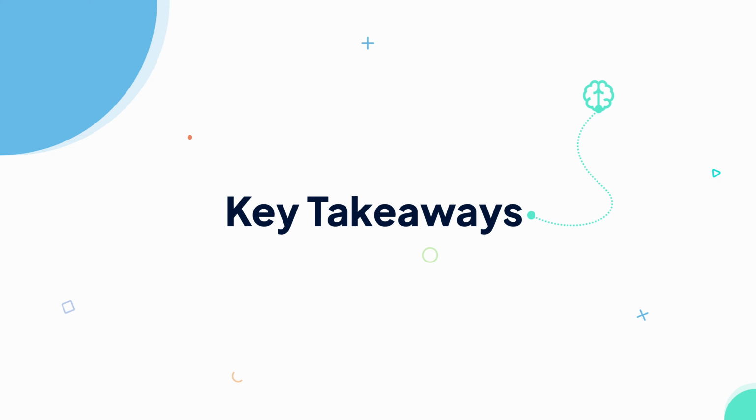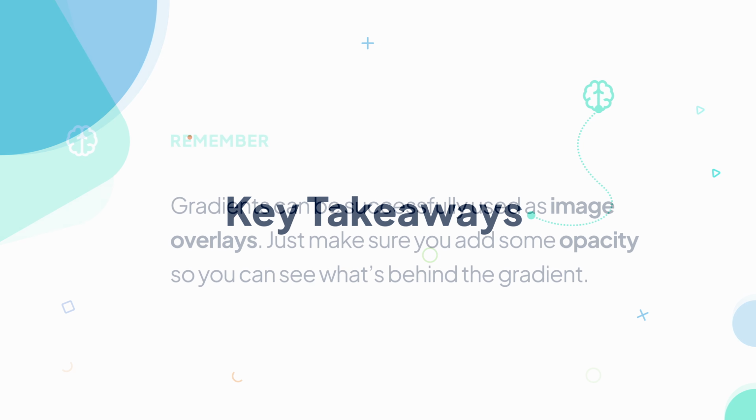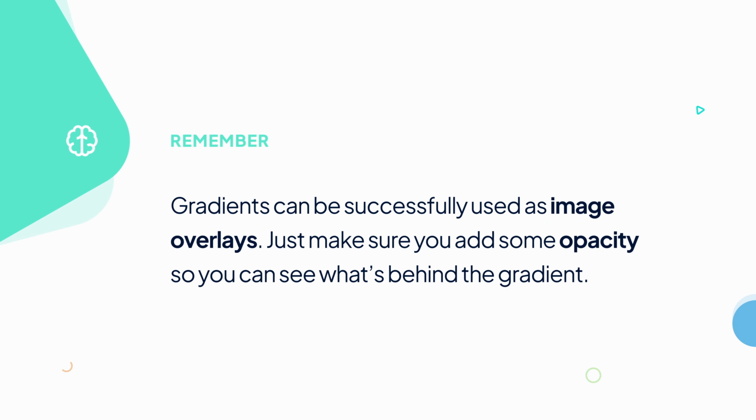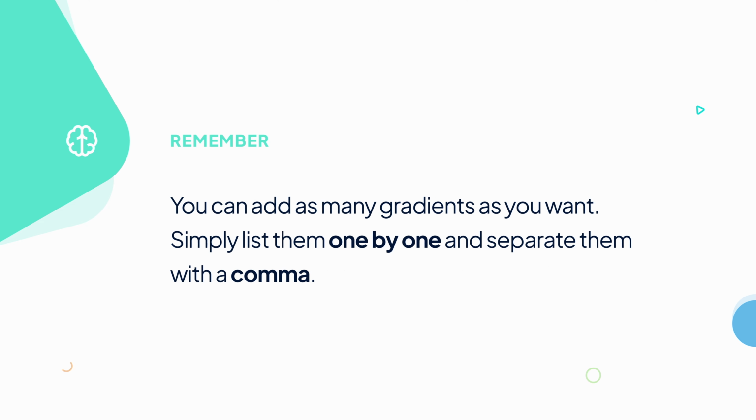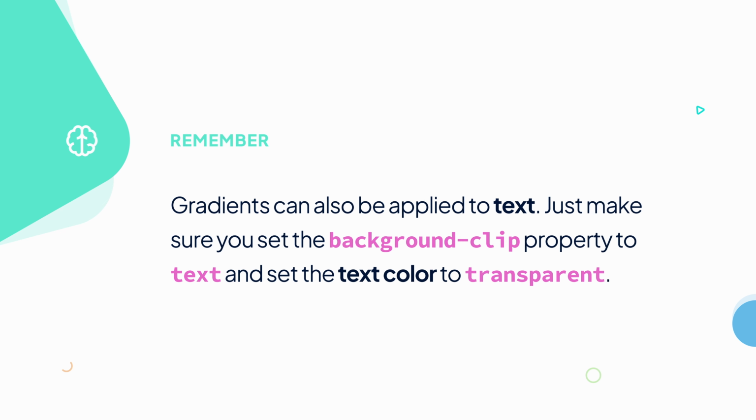Okay then, so a few key takeaways. Gradients can be successfully used as image overlays. Just make sure you add some opacity so you can see what's behind the gradient. You can add as many gradients as you want. You simply list them one by one and separate them with a comma. Gradients can also be applied to text. Just make sure you set the background-clip property to text and set the text color to transparent.